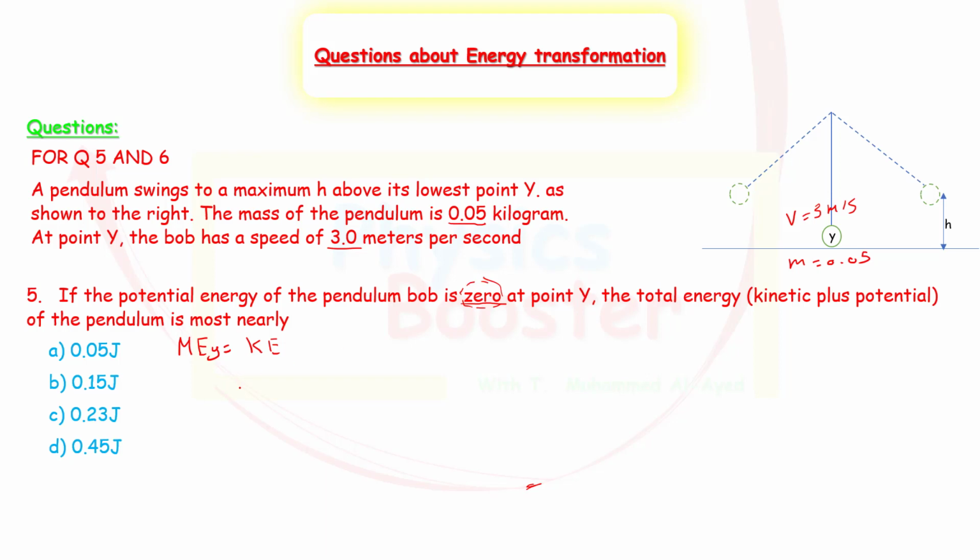So I can say that the kinetic energy is equal to half mv squared, which is straightforward. It is half multiplied by the mass 0.05 multiplied by the velocity, which is 3 squared. This gives us an answer equal to 0.23 joules. So the answer is C, and it's straightforward.